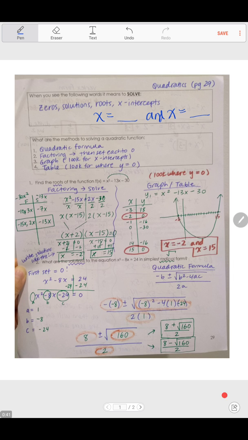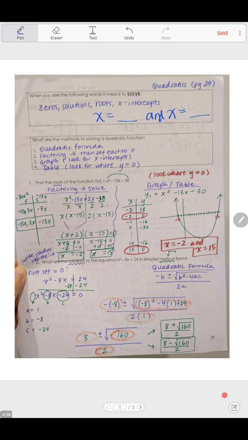So the methods to solve a quadratic function are quadratic formula, factoring, then setting each factor to 0, graphing, where we're looking for the x-intercepts, or using the table, where we look for where y equals 0.